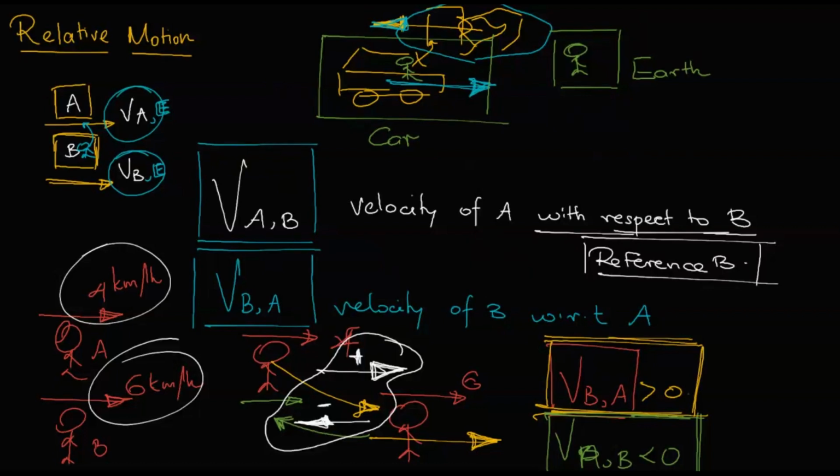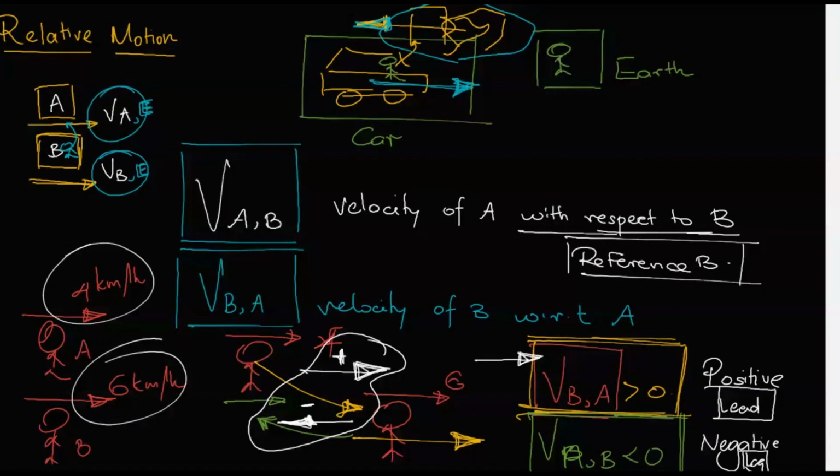So that is the reason why I said that the velocity of B with respect to A is a positive value because that person is leading, and the velocity of A with respect to B is a negative value because that person is lagging, right? So this is what we call leading, and this is what we call lagging, right? I hope that makes sense, right?